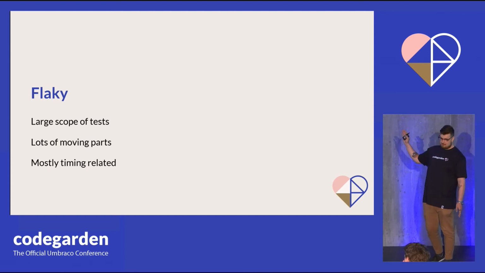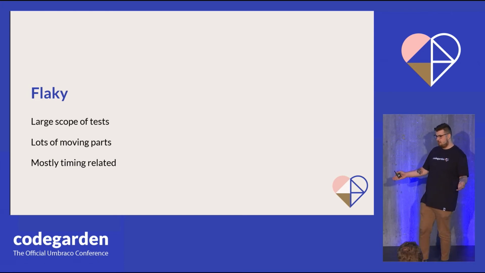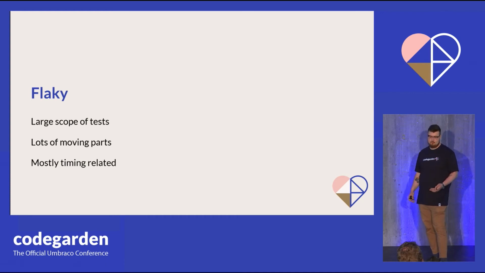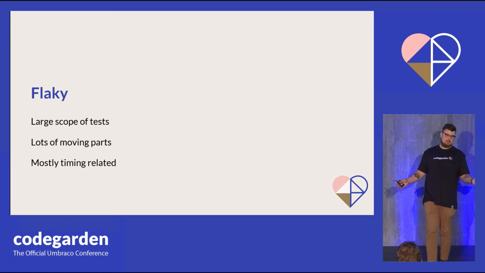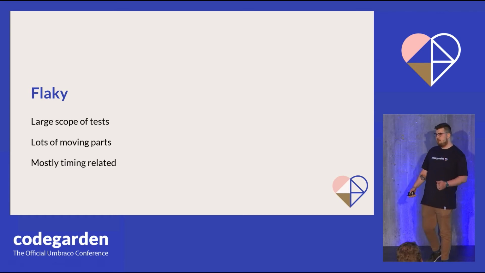Sometimes acceptance tests can be flaky. I mentioned in our 9.3 anecdote that they fail, and we ran them again because sometimes they just are flaky. And this is mainly due to the large scope of the test. There's a lot of moving parts when acceptance testing, and if one of these goes wrong, your acceptance test might fail. But we mostly found it's timing related.